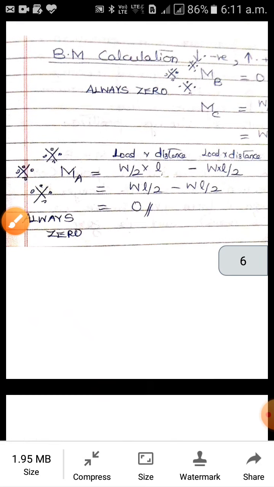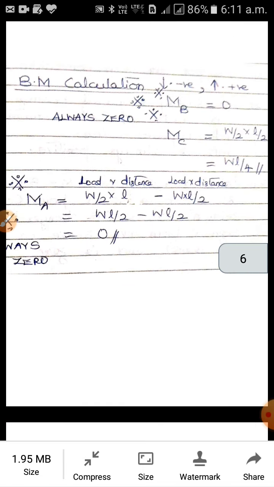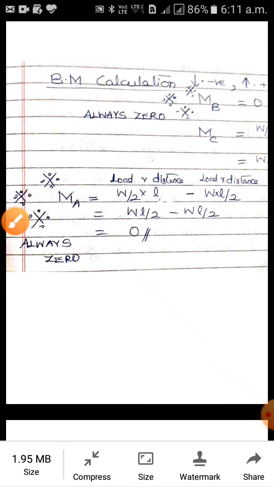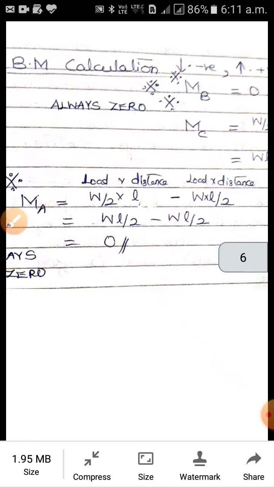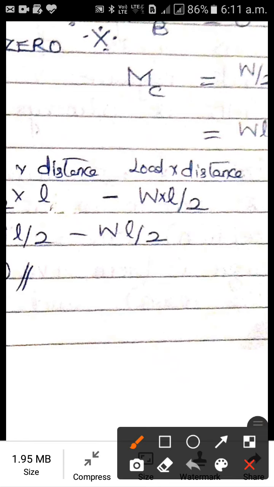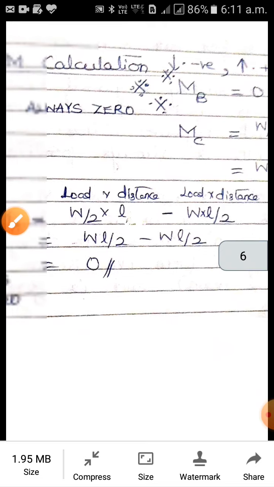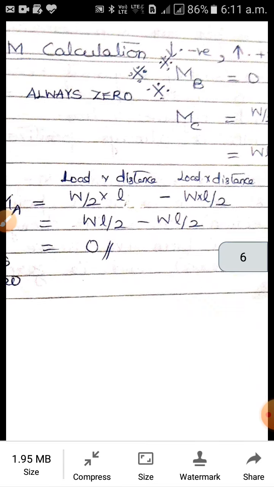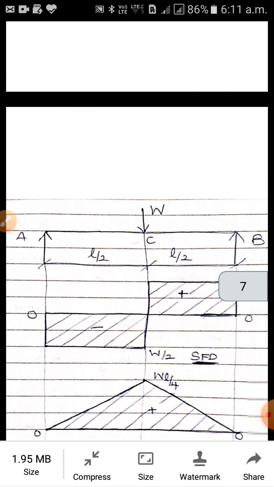So see here, load into distance: W by 2 into L. This W by 2 is RB. RB, W by 2 into L, and minus W into L by 2, because W is a downward load, acting downward, so minus. So RB into L, W by 2 into L, WL by 2 minus WL by 2, so 0. So MA is 0, I told you it will be 0. Now let us draw the diagram.